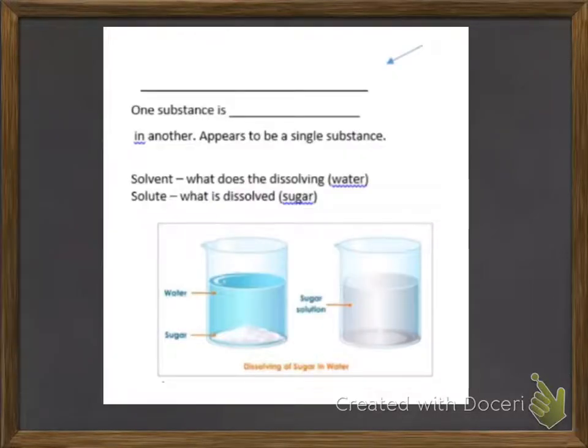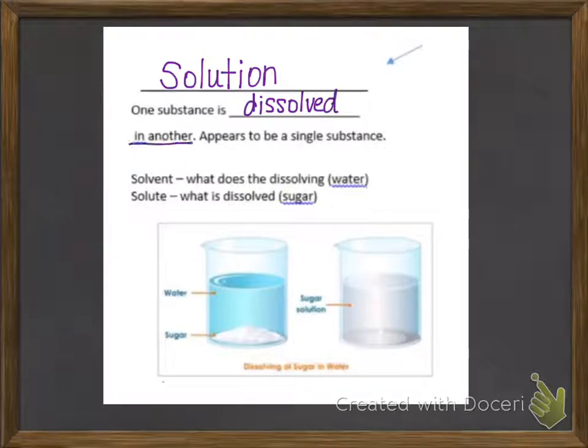On the left side of your font, the first one that I'm pointing to, I want you to write, is a solution. So the first type of mixture we're going to talk about is the solution. In a solution, one substance is dissolved in another, and that gives you an appearance that you just have a single substance, but in reality you do not.